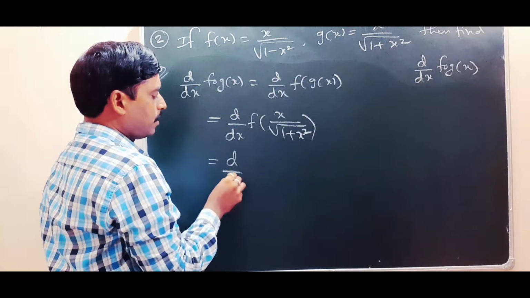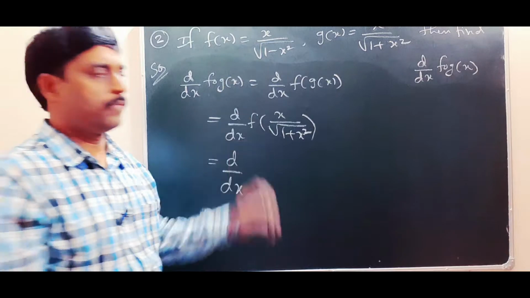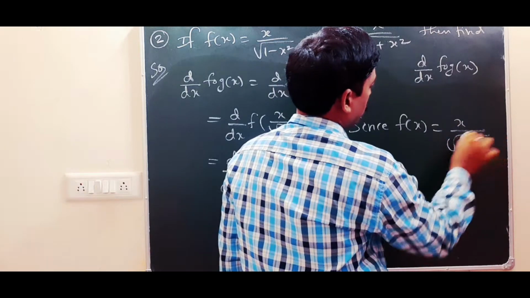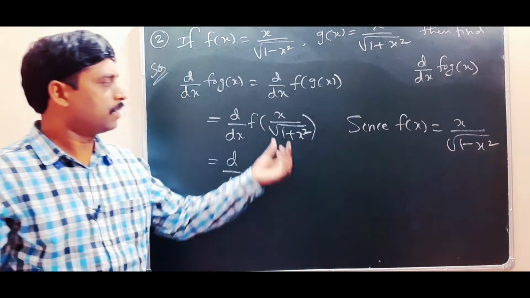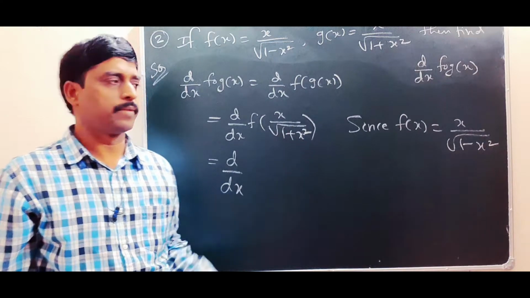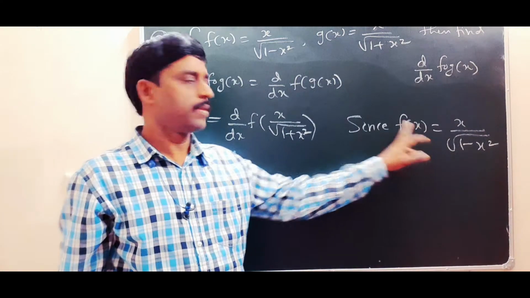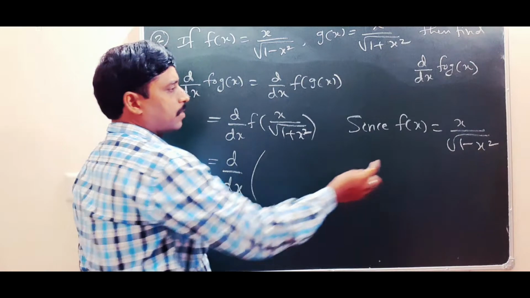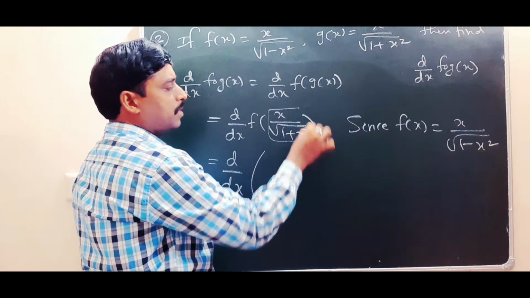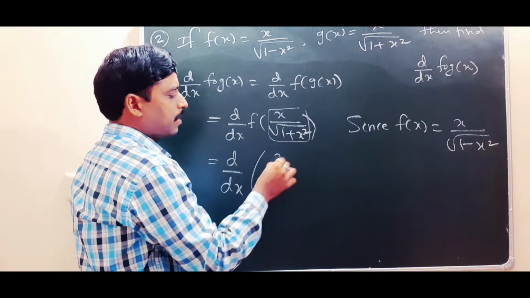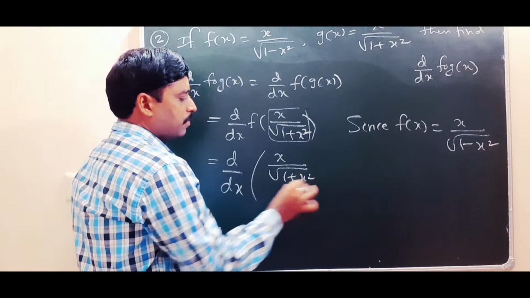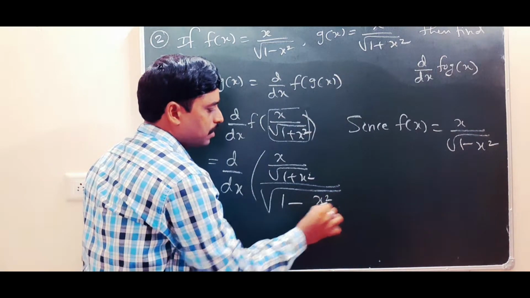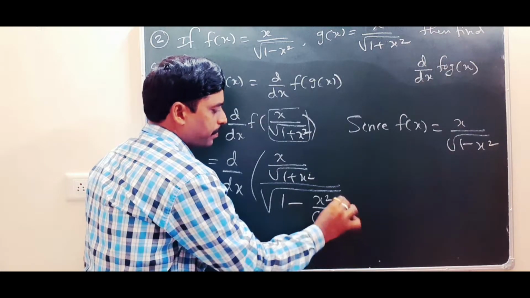It will be d by dx of f of x, value given. What is the f of x value? x by root under 1 minus x square. But our target is f of x by root under 1 plus x square, with x replaced by x by root under 1 plus x square. So where x is placed, we should write x by root under 1 plus x square, upon root under 1 minus x square. So x square is nothing but x square by, the root gets cancelled, 1 plus x square.